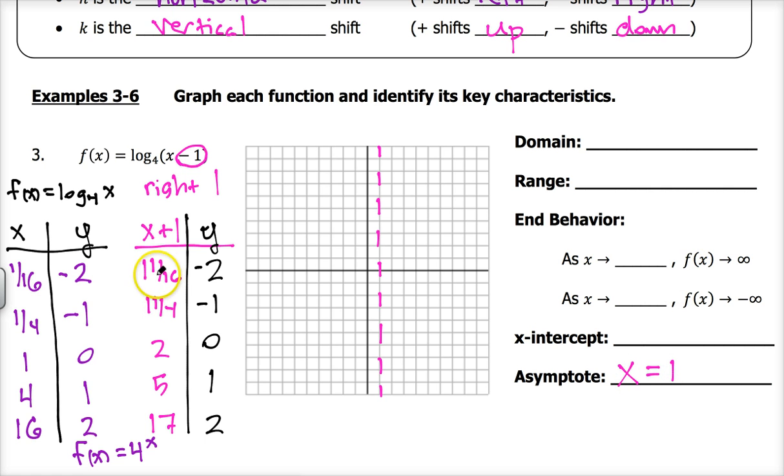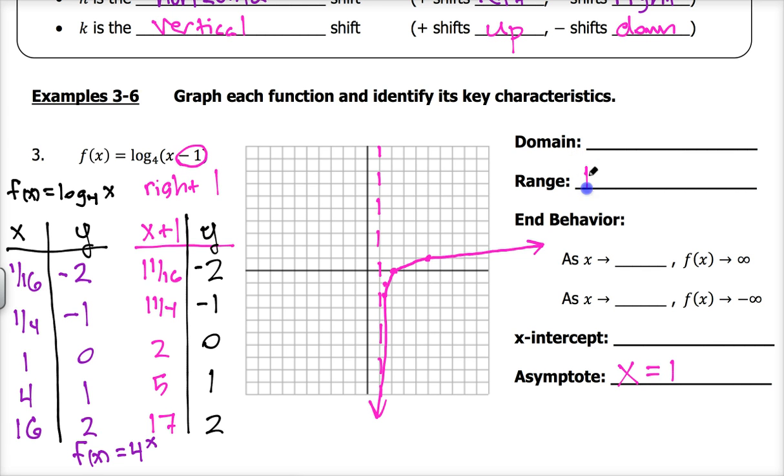Okay, so we'll plot 1 and 1/16, -2. That would be about right there. 1 and 1/4, -1. 2, 0. 5, 1. And 17, 2. I'm not going to be able to get on this graph. It's going to be somewhere way over here. So this is what my logarithmic function looks like for this graph.